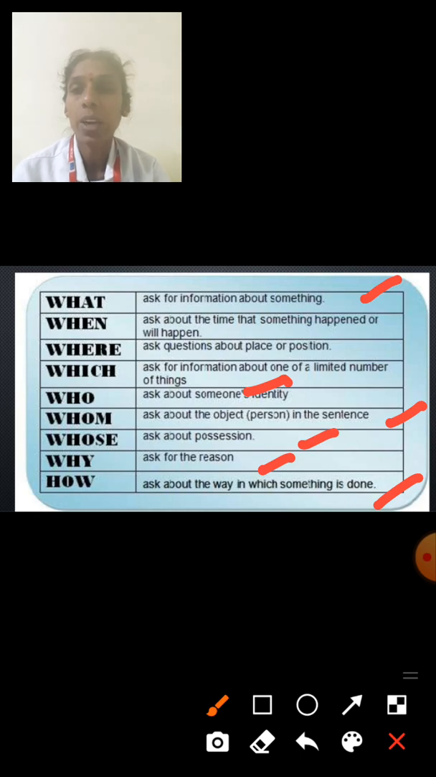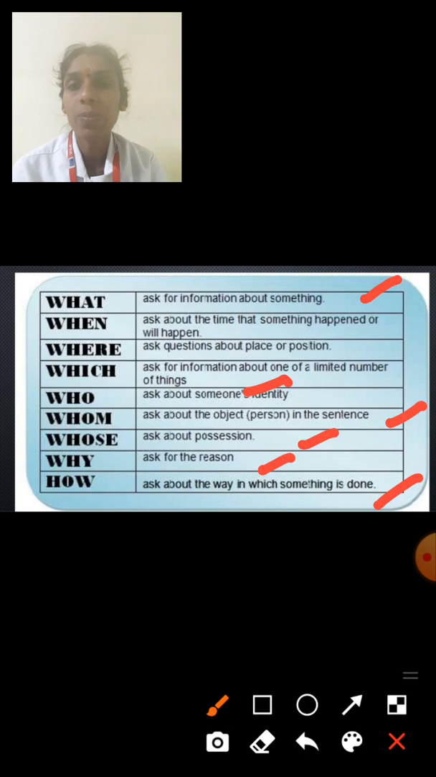Just to identify, WH questions begin with WH, and we also call them question words: which, what, who, where, why, how, when, whose. First of all, the WH question word will come. Then an auxiliary verb will come next to the WH question word. Next, third, the subject will come.